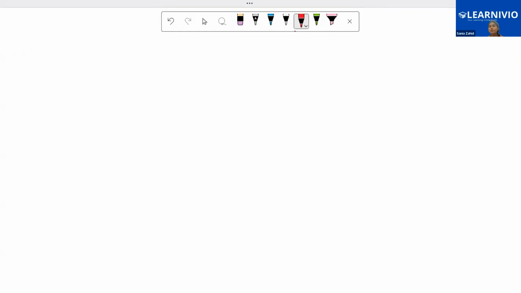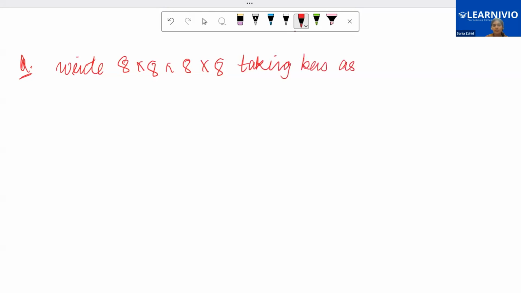So in this class, we have now the last exercise of exponents and powers, which is some examples using laws of exponents. So first of all, for example, you have a question which says you have to write 8 into 8 into 8 into 8, taking base as 2. So how do you write it? So first of all, please pay attention.